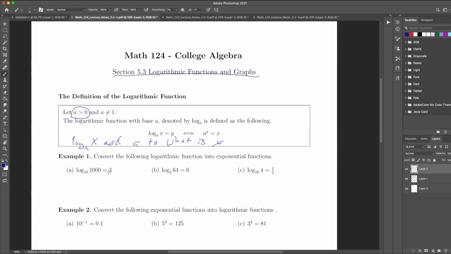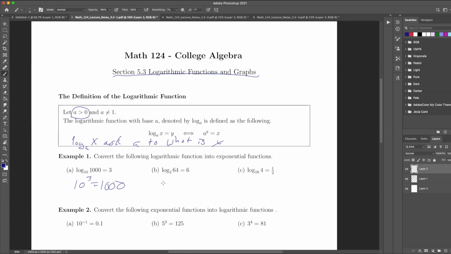So this would be base 10. Our base a is always the same base: log base 10 of 1,000 is equal to 3. Okay, so now that I have this, it's easier to explain. 10 to what power is 1,000? Well, that answer is 3. 10 to the third power is 1,000, right?